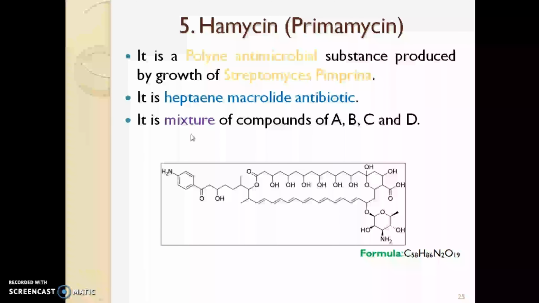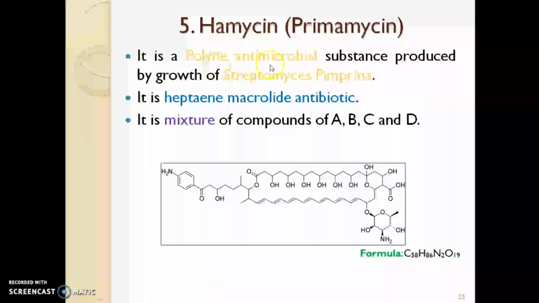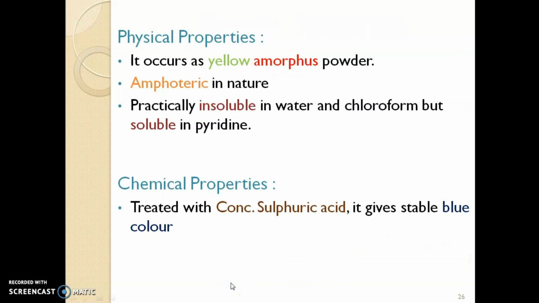Now we are seeing hamycin or primamycin. It is a polyene antimicrobial substance produced by the growth of Streptomyces pimprina. It is a heptaene macrolide antibiotic. It is a mixture of compounds A, B, C and D. And below that there is the structure of the drug having the formula C58H86N2O19. Next point is physical properties.